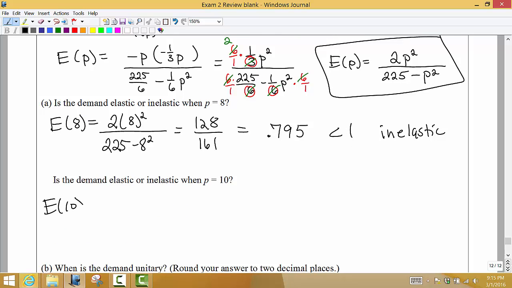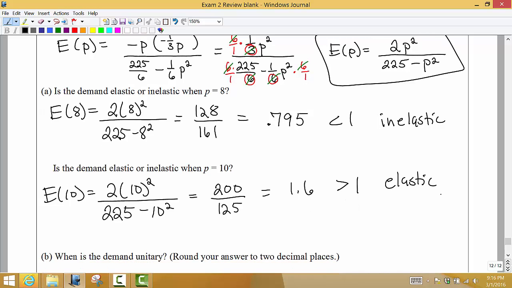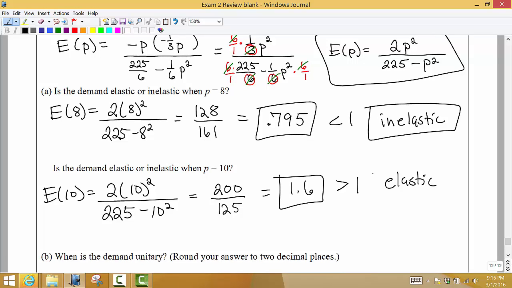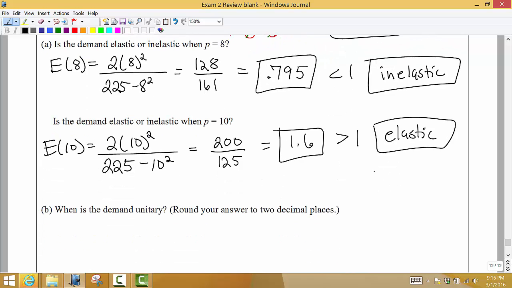I want to know the same thing about $10. So we're going to plug 10 in place of P in our function for elasticity. And when I do that, I get 200 divided by 125, and that gives me about 1.6. Since this value is greater than 1, then we would say that the demand is elastic. Okay, so we're going to put a couple of these in boxes so we know what we're talking about there. All right. When is the demand unitary?